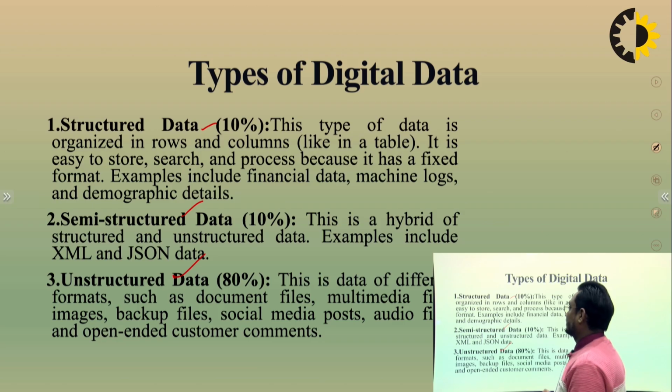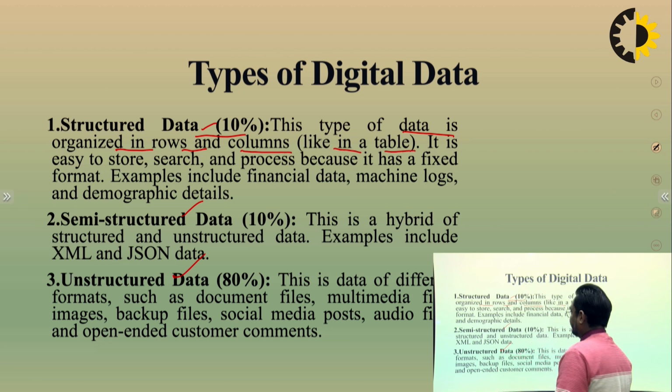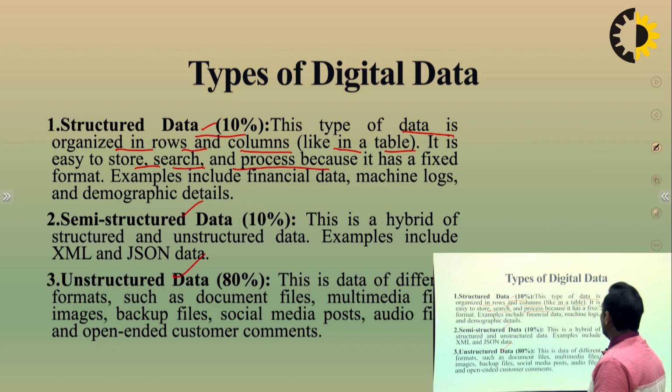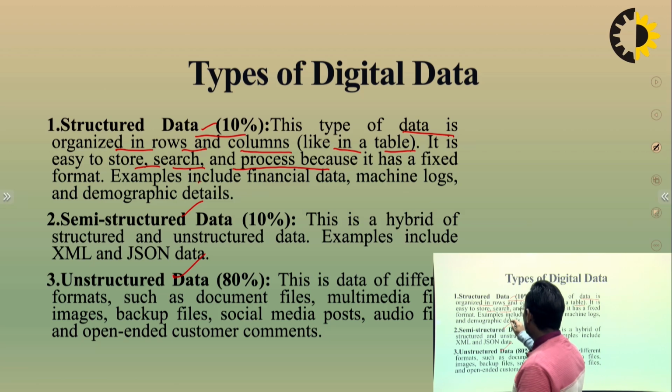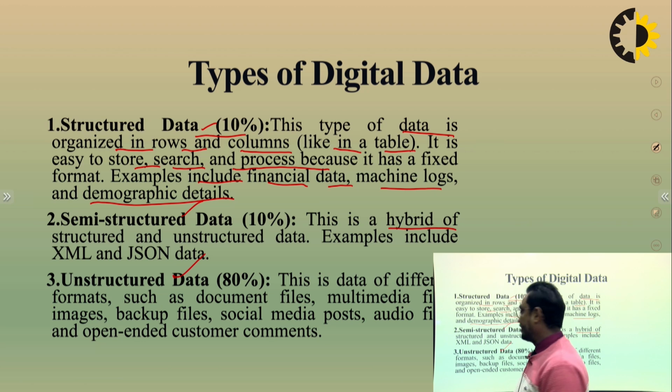The question is raised, what is structured data? This type of data is organized in rows and columns, like in a table. It is easy to store, easy to search, and easy to process. It has a fixed format. Examples include financial data, machine logs, and demographic details. Semi-structured data is a hybrid of structured and unstructured data. Examples include XML and JSON data.